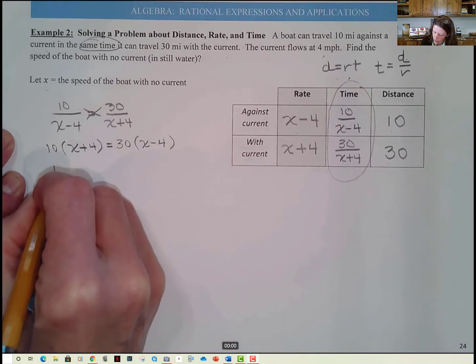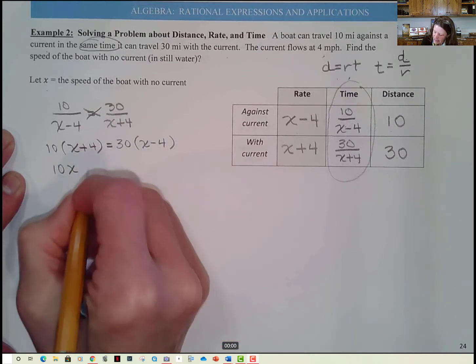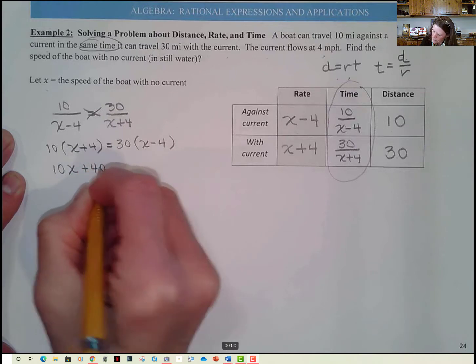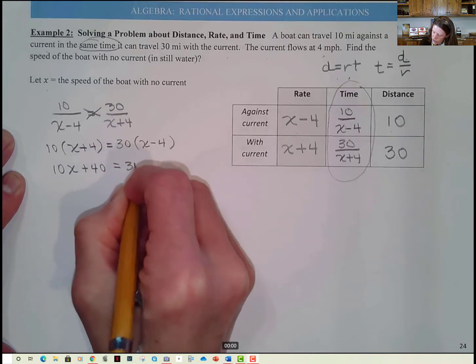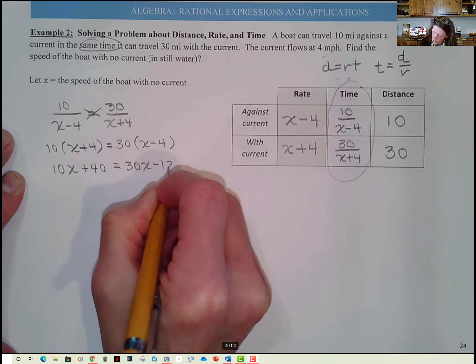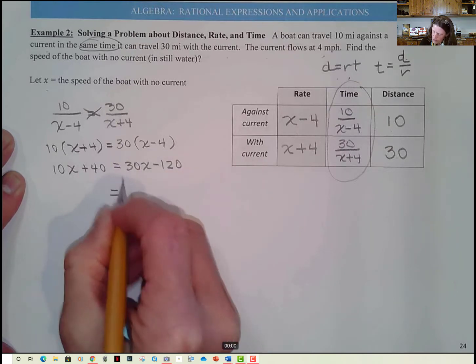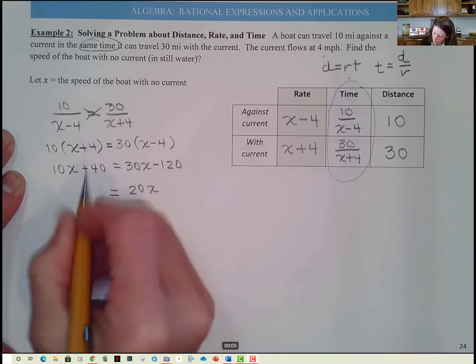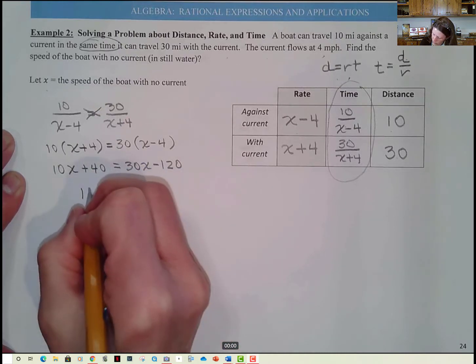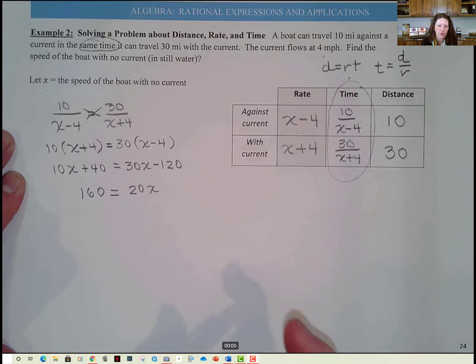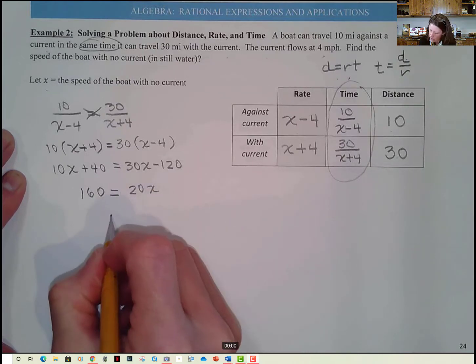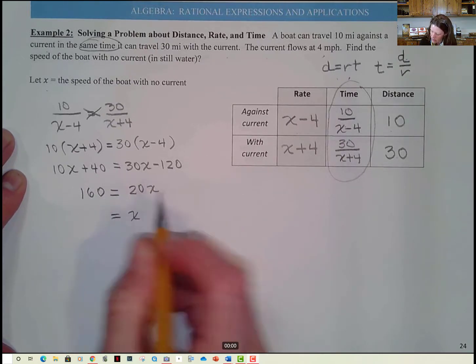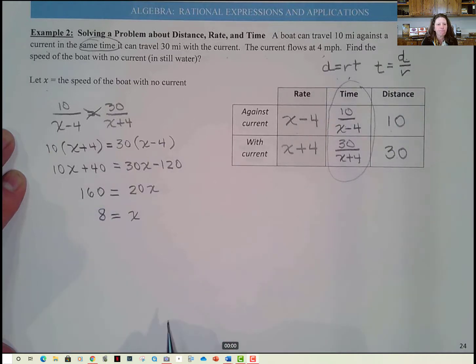And continue to solve. Distributing, on the left we've got 10x plus 40. On the right, that's 30x minus 120. Subtract 10x from each side. Add 120 to each side. We've got 160 is equal to 20x. And dividing by 20 gives x is equal to 8.